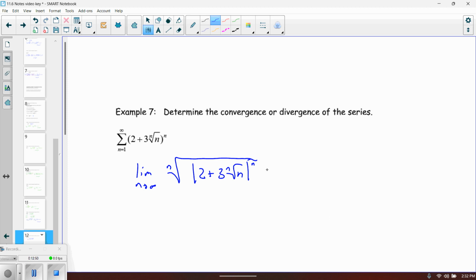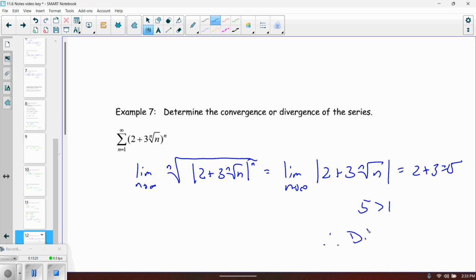Nth root and nth power go away, and what we get is the limit as n goes to infinity of the absolute value of 2 plus 3 nth root of n. Again, this is where we're going to apply that property or that note that the limit as n goes to infinity of the nth root of n is 1. So ultimately what you get is 2 plus 3 times 1, which is 5. Okay, 5 is definitely a number bigger than 1, and therefore this would be divergent.